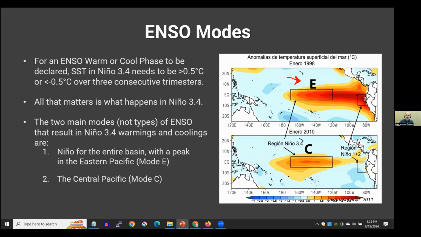And there's the second type, which some people refer to as Niño Modoki or Modoki El Niños. In this case, the warming, or cooling for La Nina, is usually focused more in the Central Pacific. And as you can imagine, the impacts can be very different. So these are the two main types of El Nino.